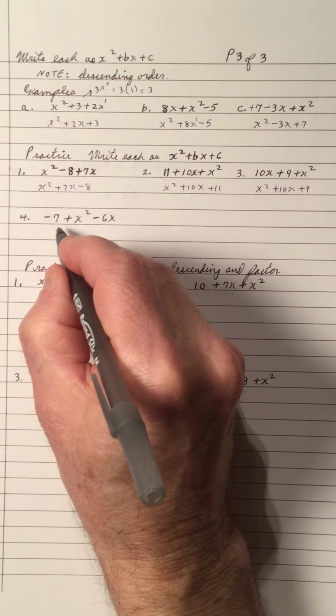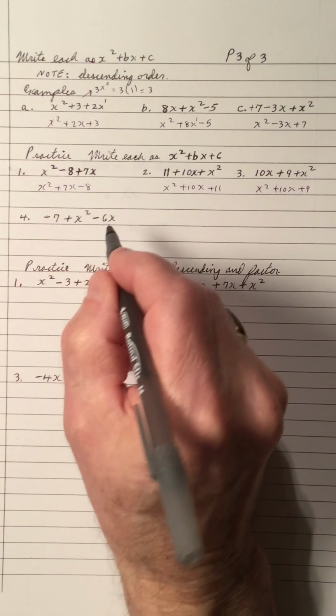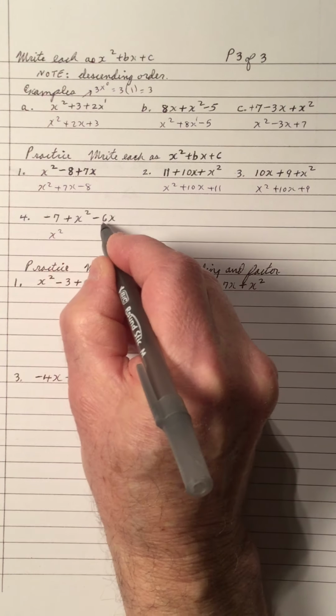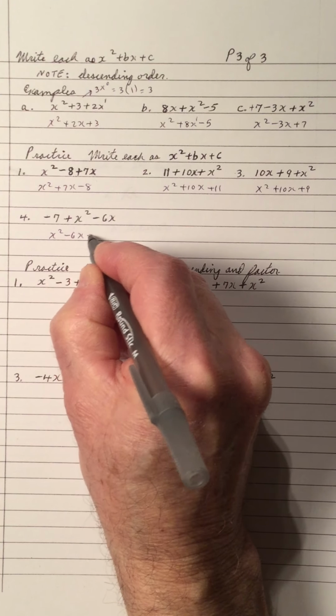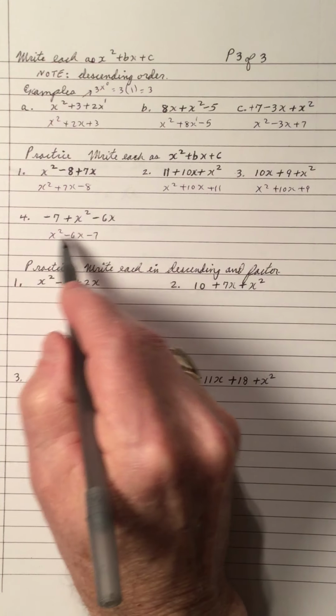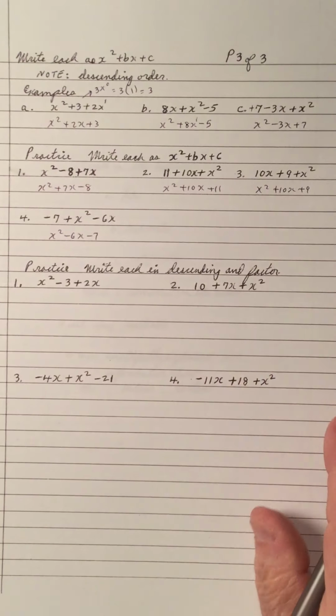Notice descending order. We have from highest power to the lowest. So we have x squared is first, then the negative 6x, and then the minus 7. Again, the signs do not change when we're moving these around.